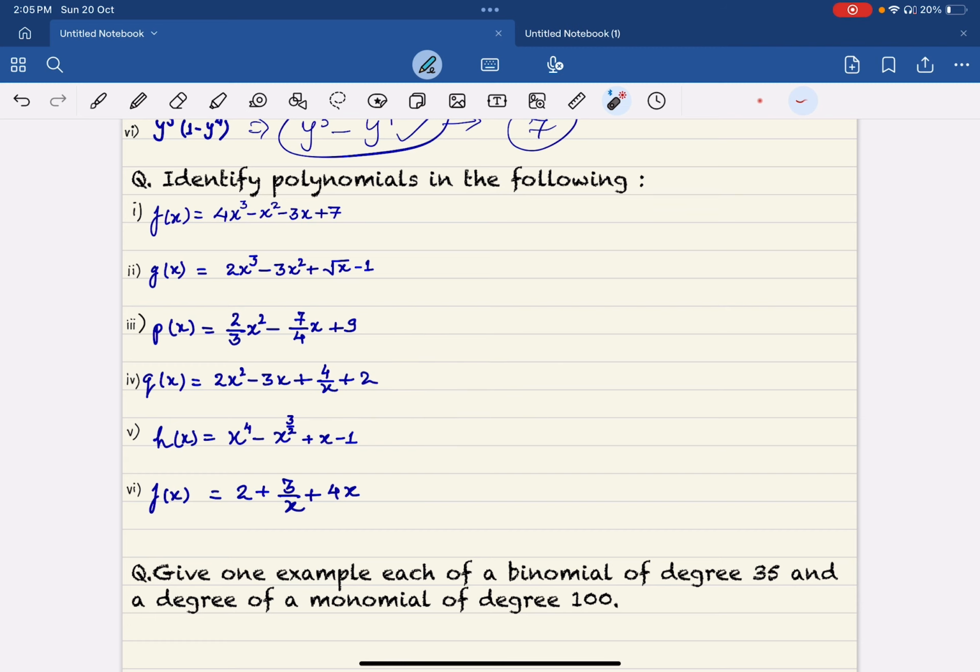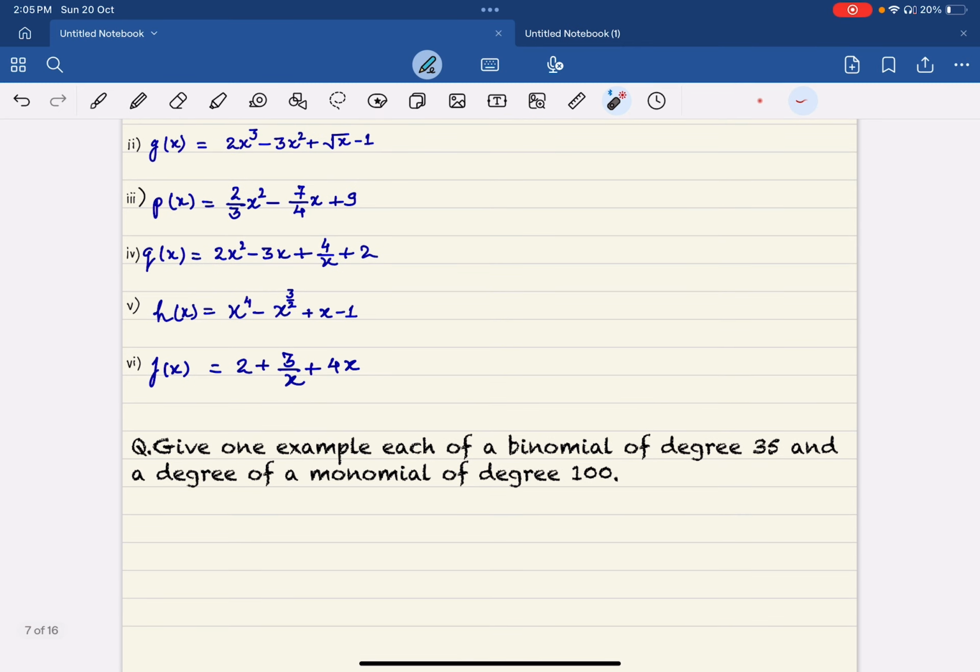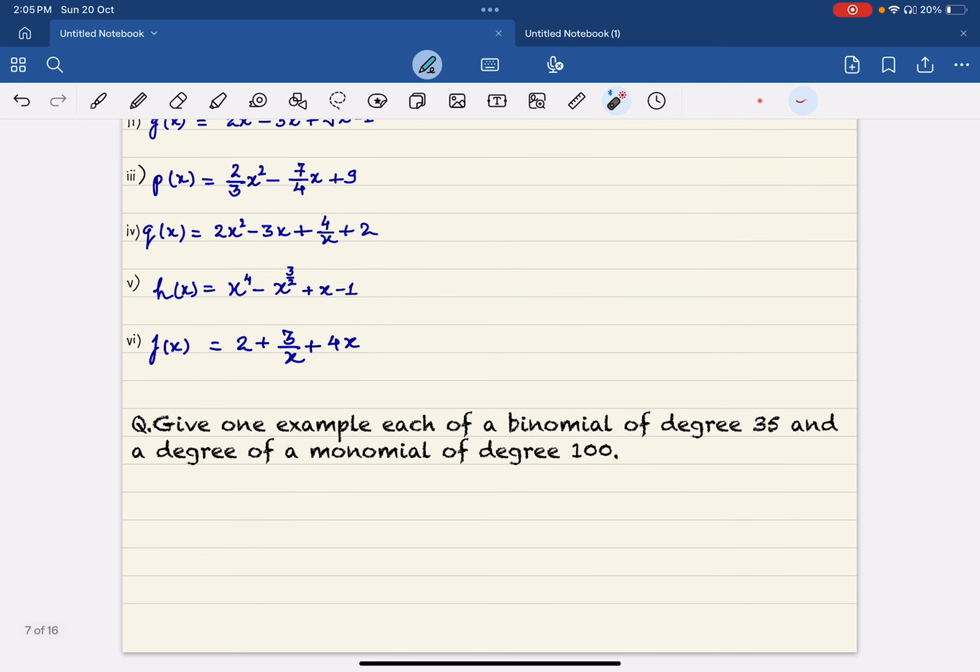Okay. Fifth question, h(x) is equal to x raised to the power 4 minus x raised to the power 3 by 2. So the first term has a whole number power, but in the second term, the variable has power as a rational number. It is not a whole number, so we can say this expression is not a polynomial. Same in the last question. In the second term, the variable has a negative power, which is not a whole number, so it is also not a polynomial.